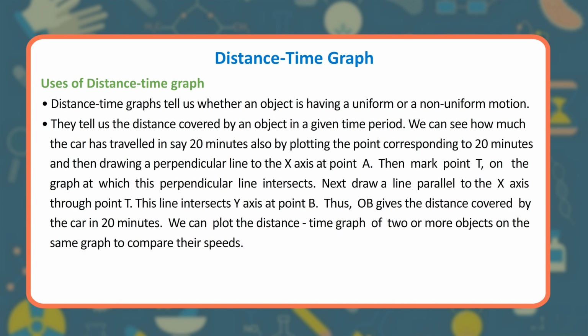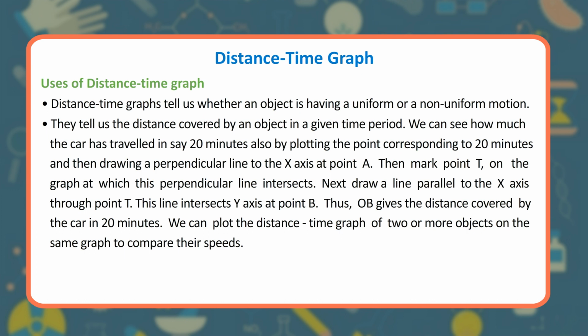We can see how much the car has traveled in say 20 minutes also by plotting the point corresponding to 20 minutes and then drawing a perpendicular line to the x-axis at point A. Then mark point T on the graph at which this perpendicular line intersects. Next, draw a line parallel to the x-axis through point T. This line intersects y-axis at point B. Thus, OB gives the distance covered by the car in 20 minutes.